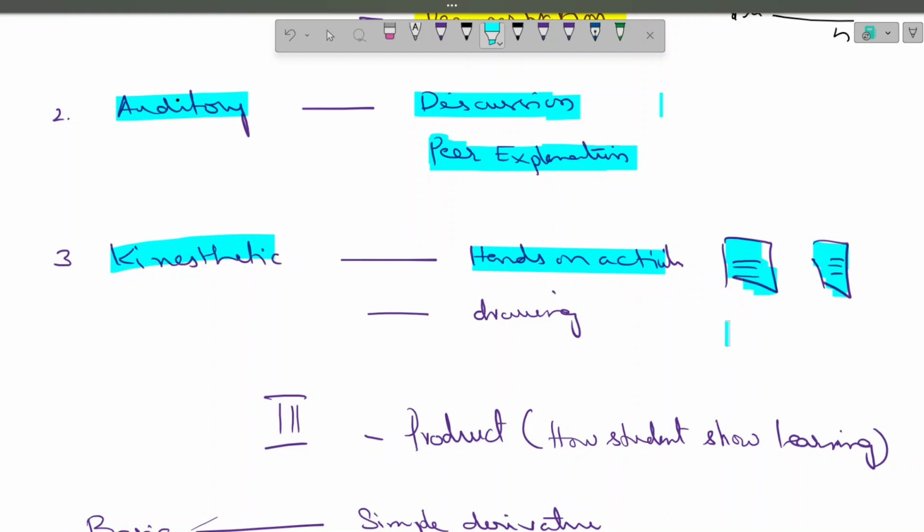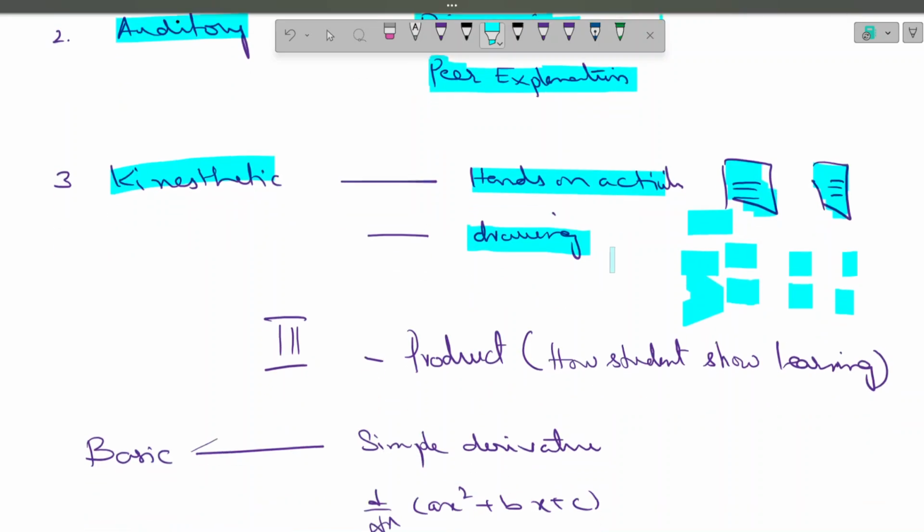Or you have to solve the problems and cut into the stripes. Then they will solve the problem. First step they will solve, second step they will see and they will paste it. Like that the problem is solved by drawing out the things. Like that they are learning hands-on activities.